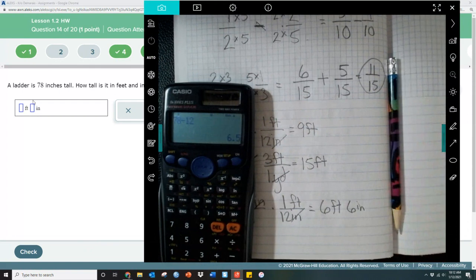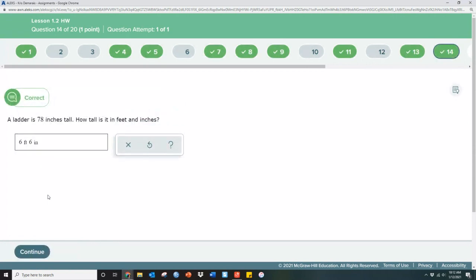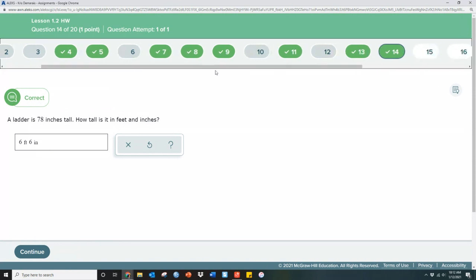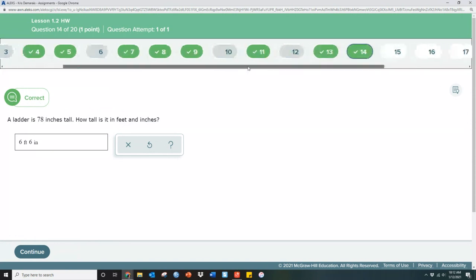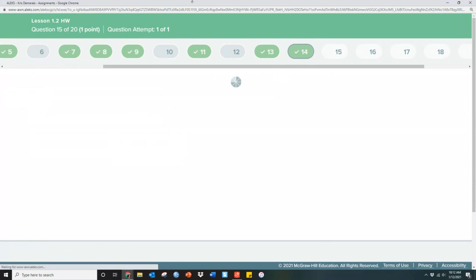Because they're asking us for feet and inches, it's going to be 6 feet and 6 inches, not 6 and 5. You have to think in terms of half of a foot. We would have otherwise put 6.5 feet, but they're asking for inches as well.